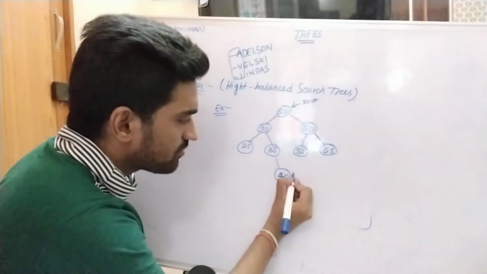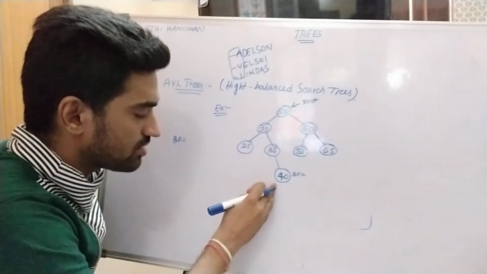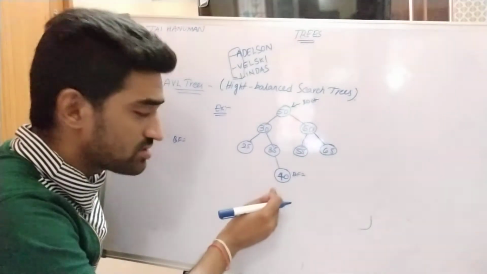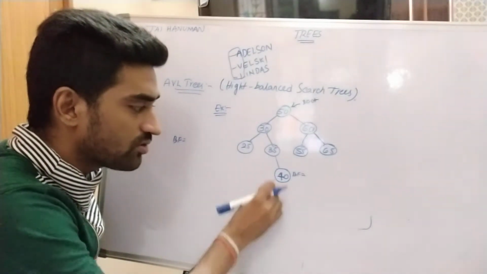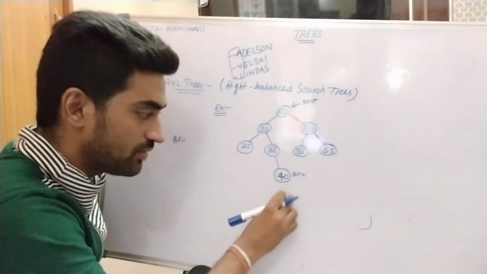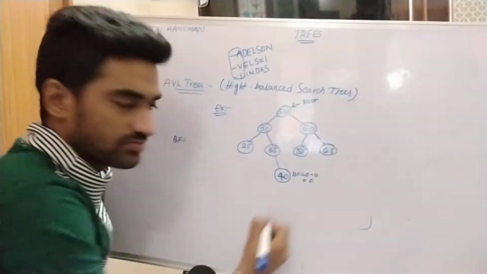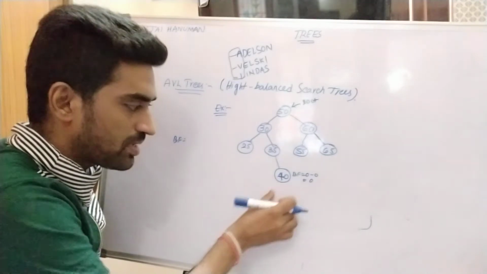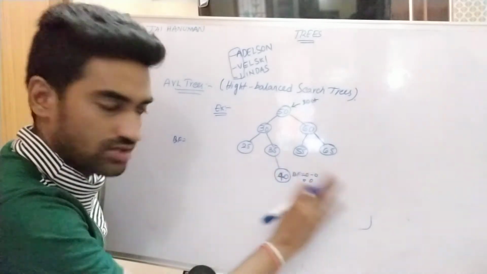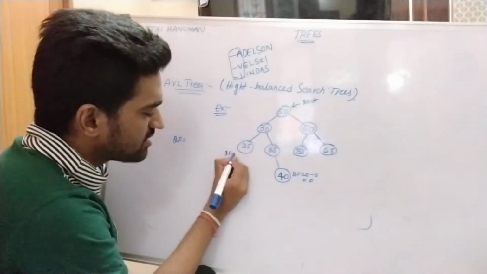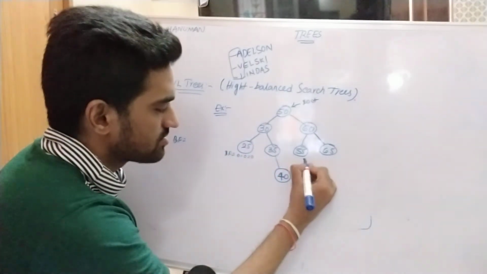What is the balancing factor for this node? What is the formula? Height of the left subtree minus height of the right subtree. The definition is the number of edges of the longest path from a leaf node to that node. For this node, there are no leaf nodes below it, so the path does not exist. So the left value is 0, the right value is 0, and 0 minus 0 is 0. So all leaf nodes have balancing factor 0 minus 0, because there is no left subtree or right subtree, so we simply put it as 0.